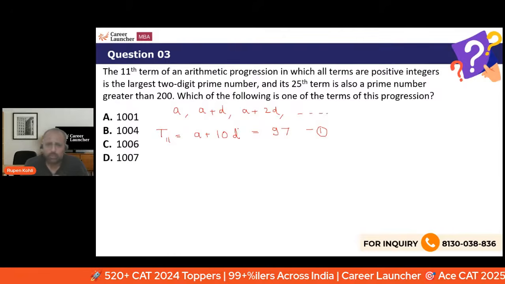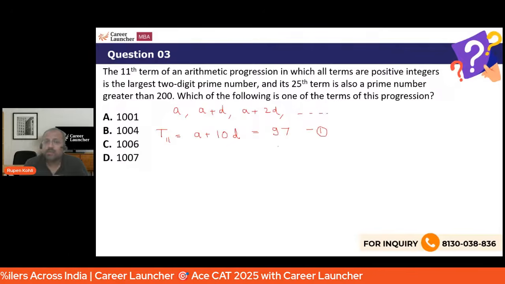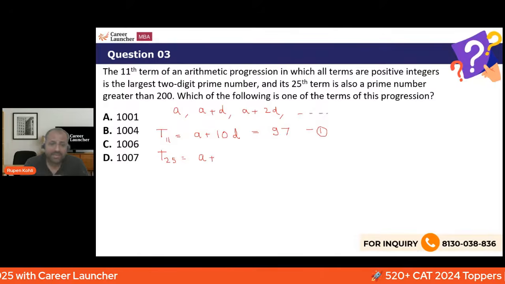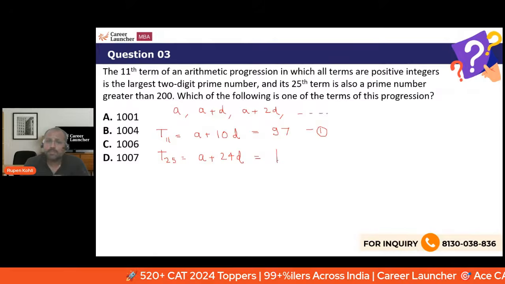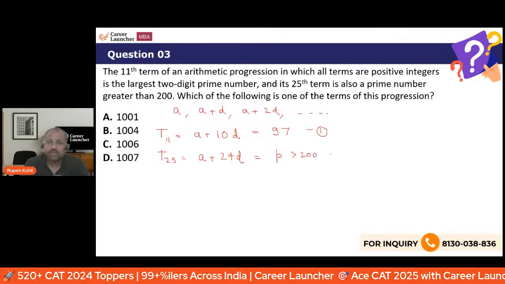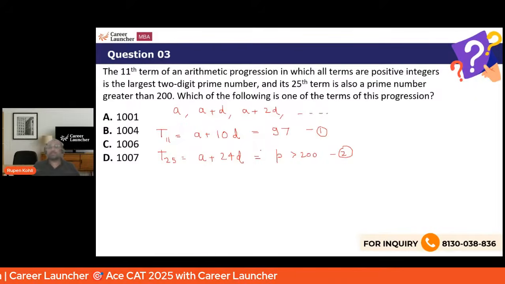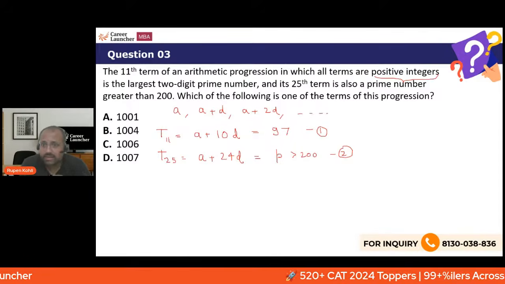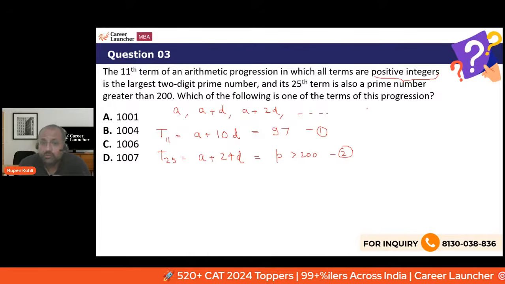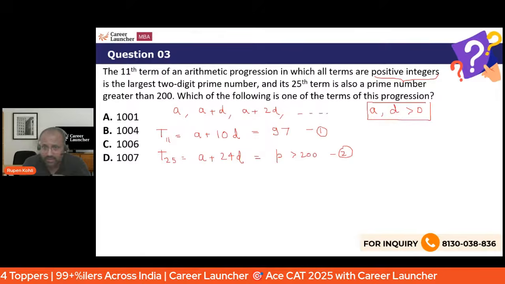Now I do have two equations over here, but the second equation does not have a number on the right hand side, because the second equation is that the 25th term, which would be a plus 24d, is a prime number p which is more than 200. That's the second information. So actually you have two equations but three variables effectively. So therefore this positive integer constraint is now the criteria based on which we should be able to get something for which a and d need to be positive integers. A and d are positive integers.